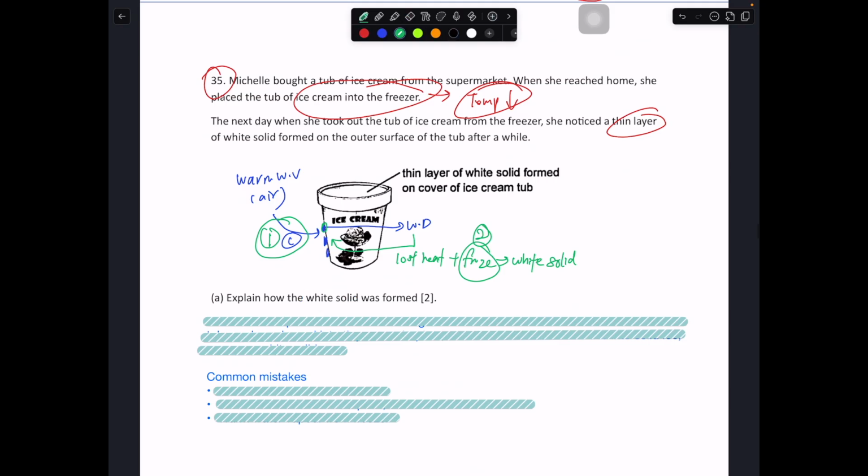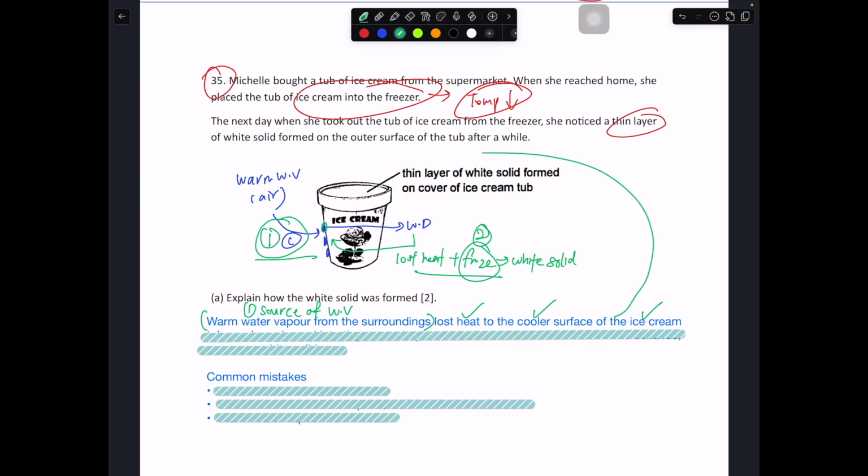So how do you write this part? First up, talk about the condensation. After the condensation, you slowly rewrite it into the freezing part. So you can say warm water vapor in the surrounding air. In the first part, you have to talk about the source of the water vapor. Where does it come from? It loses heat to the cooler surface of the ice cream. They did not lose heat to the ice cream, as the ice cream is inside the cup. They lose heat to the cooler surface of the ice cream tub.